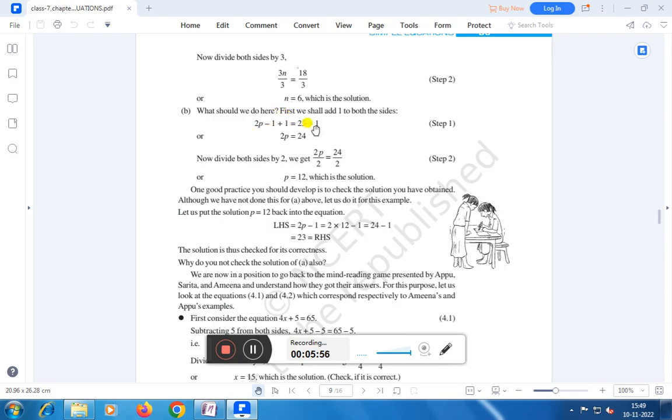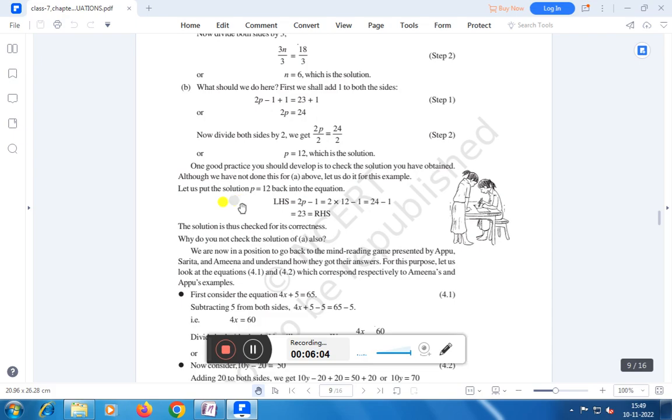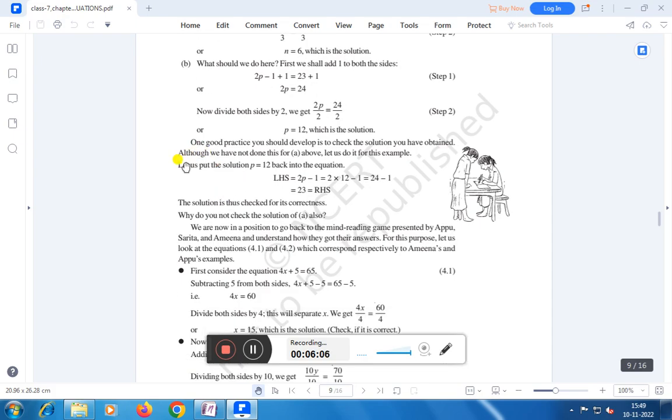First of all, we should add 1 to both sides. 2p minus 1 plus 1, 23 plus 1, that is 2p equal to 24. Now divide both sides by 2, then we get p equal to 12, which is the solution. One good practice you should develop is to check the solution you have obtained. Although we have not done it for the above example, let us do it for this example.